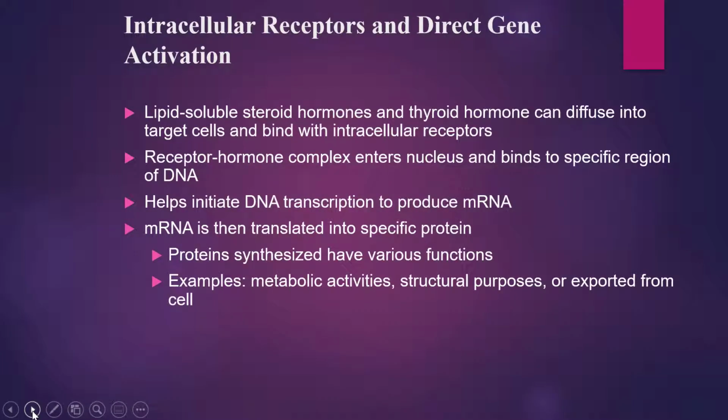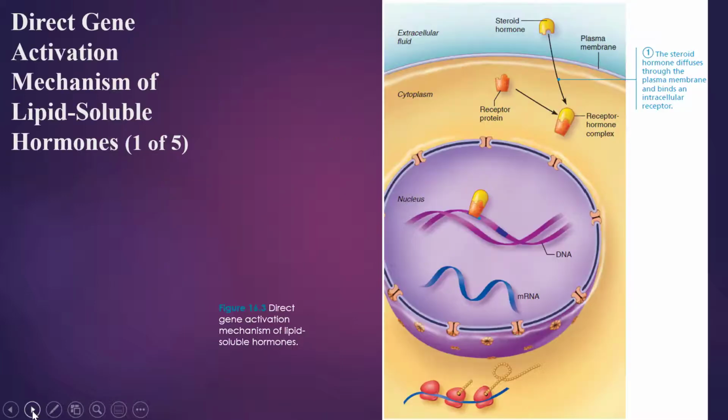So what happens to the one that would probably be lipid soluble? Lipid-soluble steroid hormones and thyroid hormones are different. They don't need a messenger system because they can enter the target cell and bind with intracellular receptors themselves. The receptor-hormone complex would enter the nucleus and bind to a specific region of the DNA. They would help initiate DNA transcription to produce a messenger RNA, which pretty much is already a translation of the message of the hormone itself.